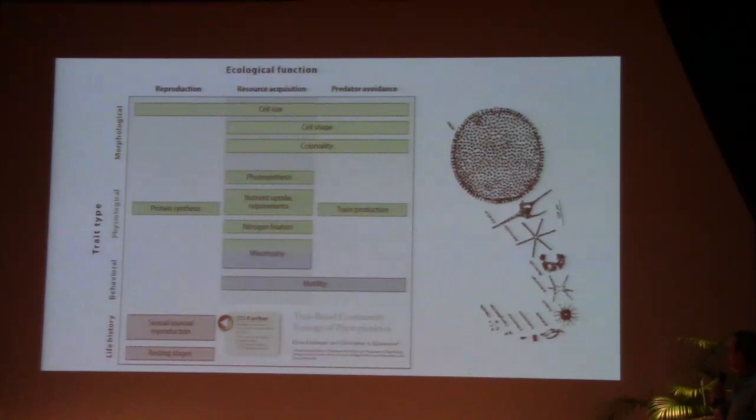And in the title, I promised to look at the effect of size difference, rather, in phytoplankton on coexistence. And for that reason, I showed this graph from a paper by Elena Litchman and Christopher Klausmeier, where really you can see that in phytoplankton, cell size is the master trait that affects all key processes like reproduction, uptake of resources, and predator avoidance. So really size is a master trait in phytoplankton.